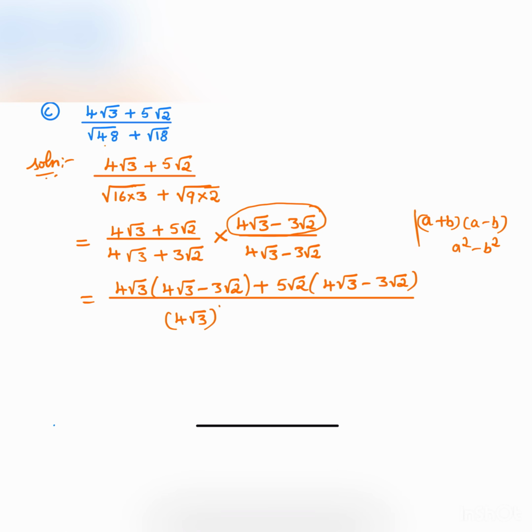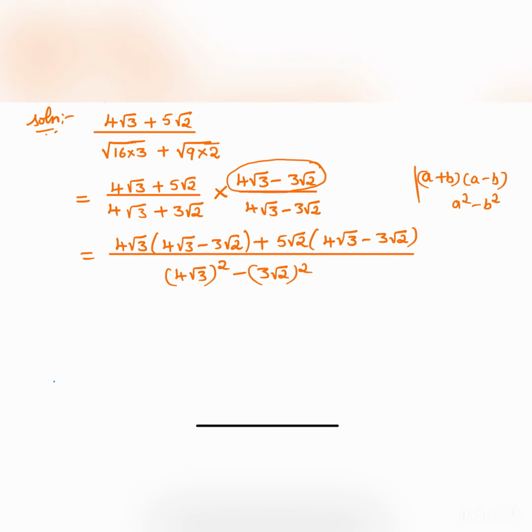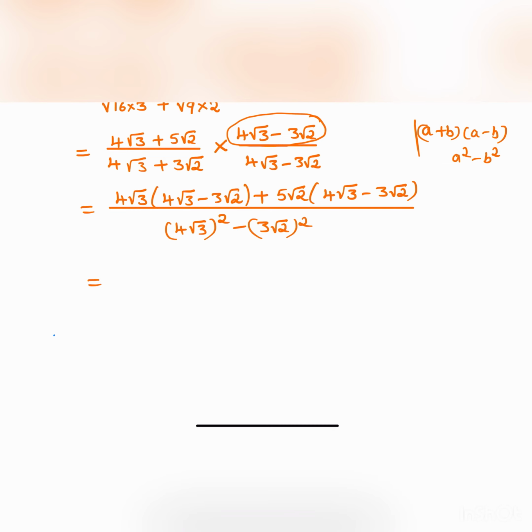So let us implement this formula or identity here. 4 root 3 whole square minus 3 root 2 whole square. Let us start simplifying it now. If you multiply 4 root 3 into 4 root 3, we are going to get 16 into 3. 4 4s are 16. Root 3 into root 3 is 3. 16 into 3 minus 4 3s are 12 into root 3 into root 2, it is root 6.